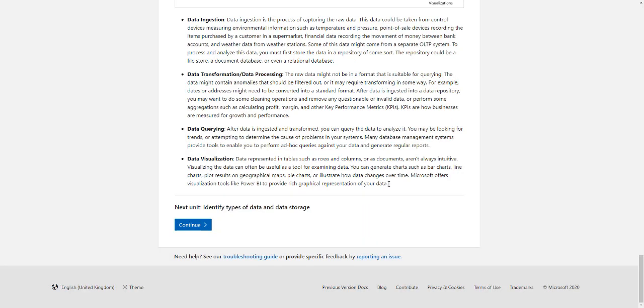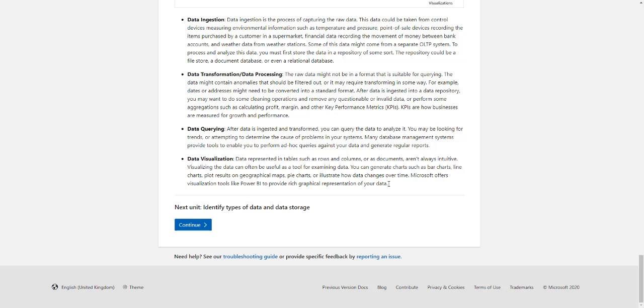Data ingestion is the process of capturing the raw data. This data could be taken from control devices measuring environmental information, such as temperature and pressure, point of sale devices recording the items purchased by a customer in a supermarket, financial data recording the movement of money between bank accounts, and weather data from weather stations. Some of this data might come from a separate OLTP system. To process and analyze this data, you must first store the data in a repository of some sort. The repository could be a file store, a document database, or even a relational database.